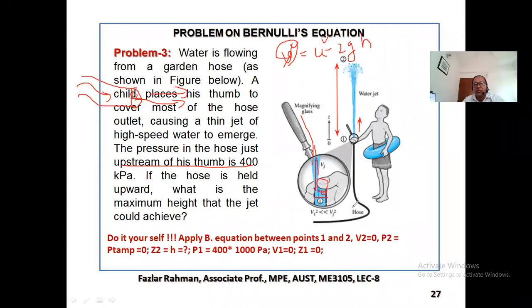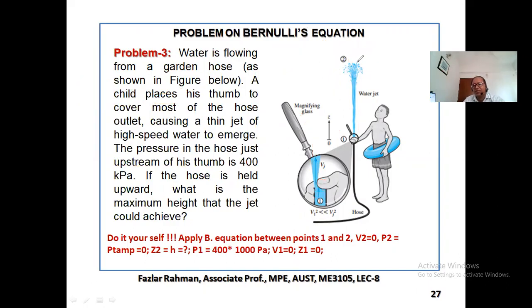right? So in the upward direction, when it is at the maximum height, what will the velocity be at that height? Obviously 0. Right over here, velocity becomes 0. That's why, due to the gravitational force, water is falling down. Okay. So if we apply Bernoulli's equation between this point 1 and this point 2, then we can figure out this height. How? Say this is our reference line.